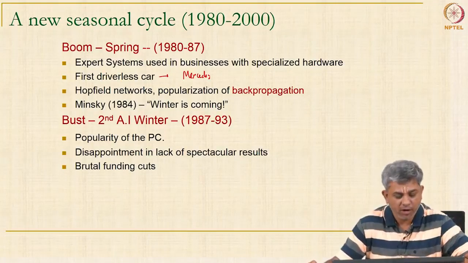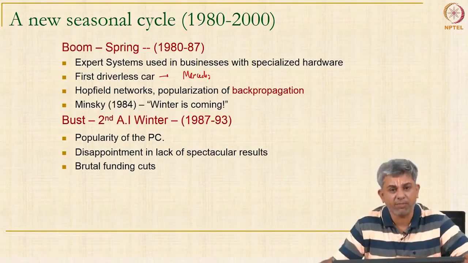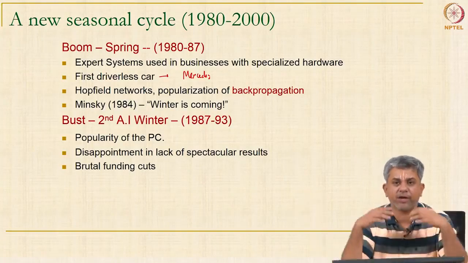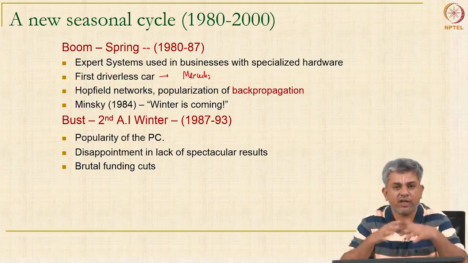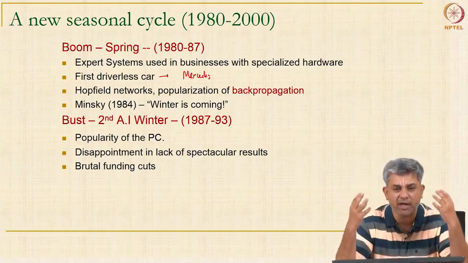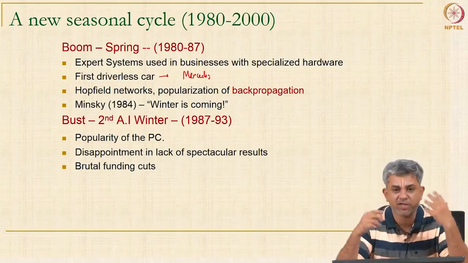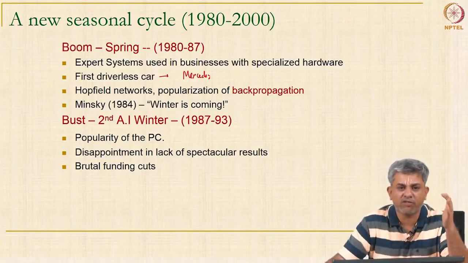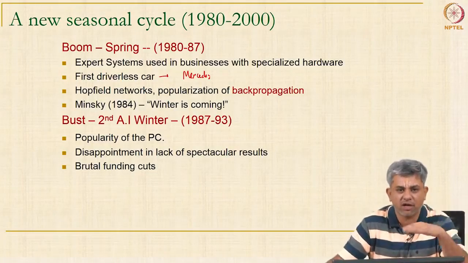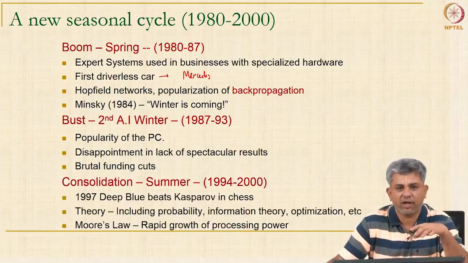It did happen. Between 87 and 93 the PC became very popular. You are not looking at large computation, but individual people are able to do small word processing etc. for their needs. They are not looking at grand aims like a general machine becoming smart etc. Okay. Again there were brutal funding cuts. It usually precedes a long winter in AI.